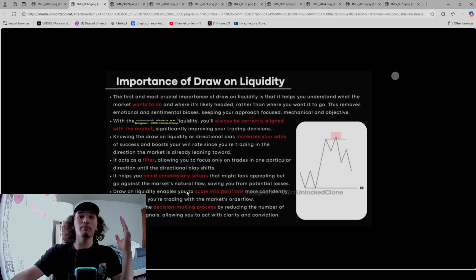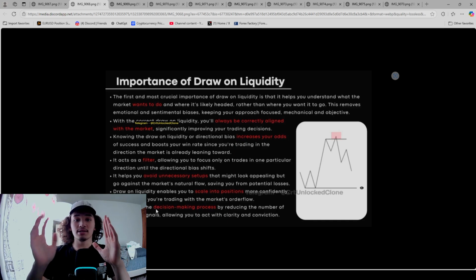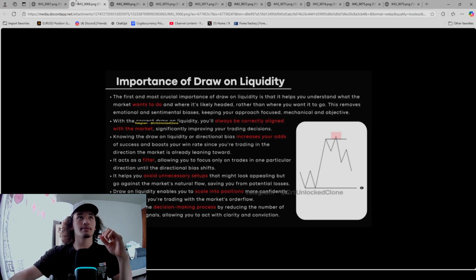Drawn liquidity enables you to scale into positions more confidently, knowing that you're trading with the market's order flow. It simplifies the decision-making process by reducing the number of conflicting signals, allowing you to act with clarity and conviction. That means if the drawn liquidity is bearish, you want to look for shorts, right? That makes confusion less and decision-making easier.